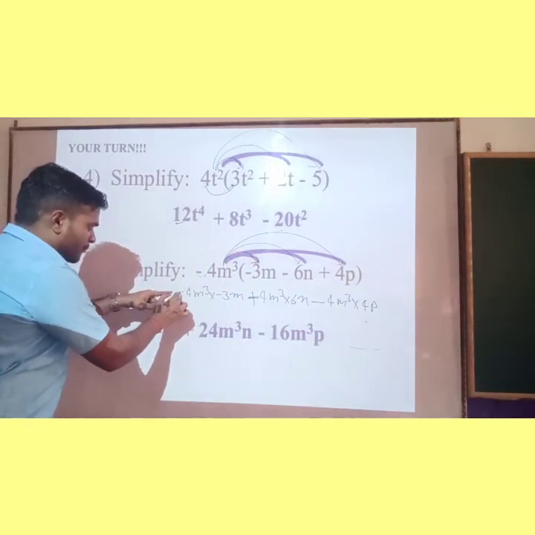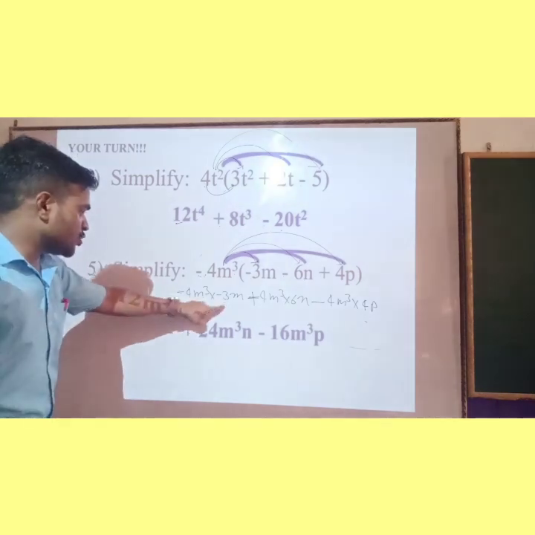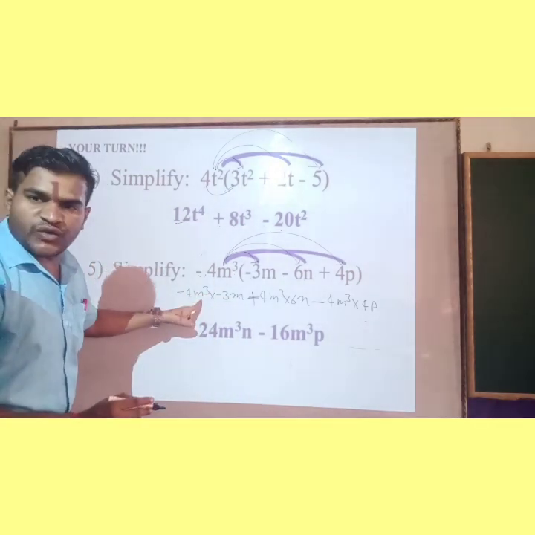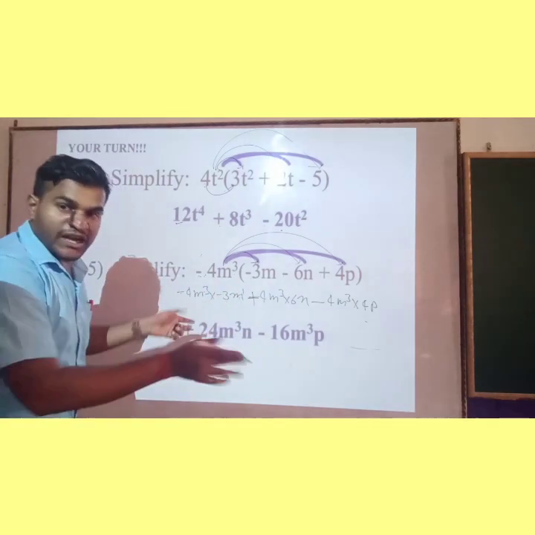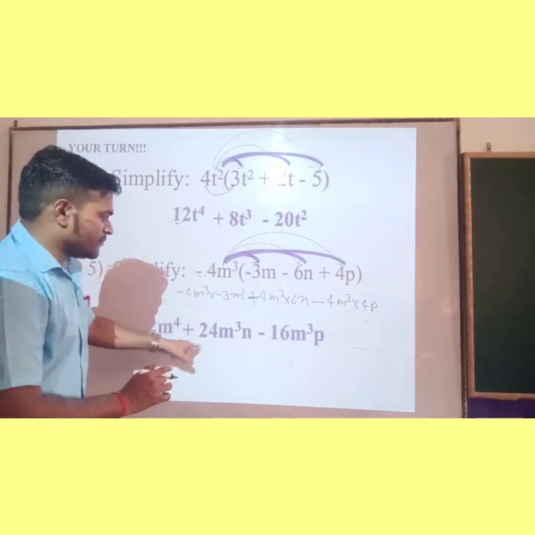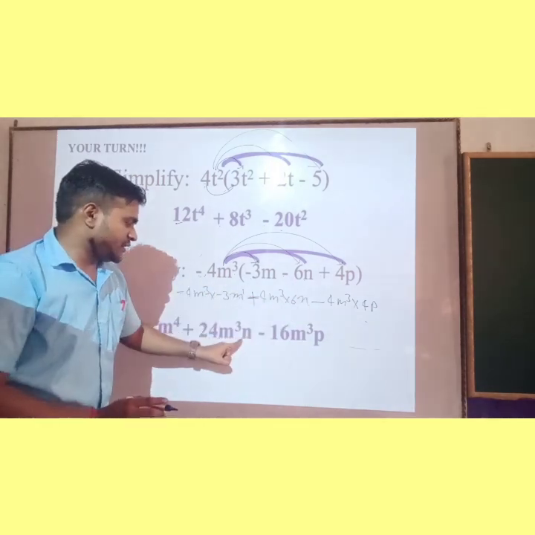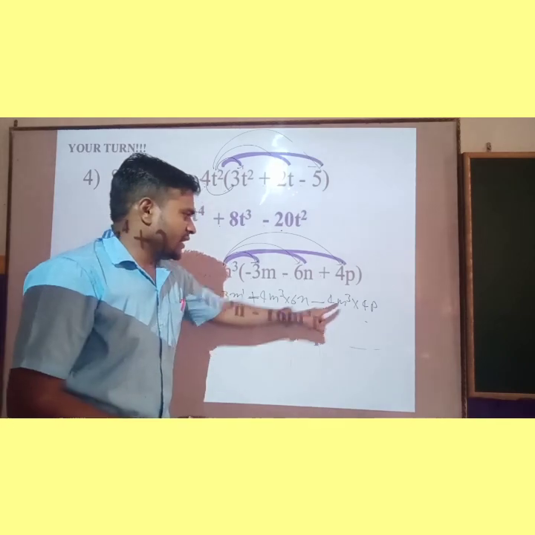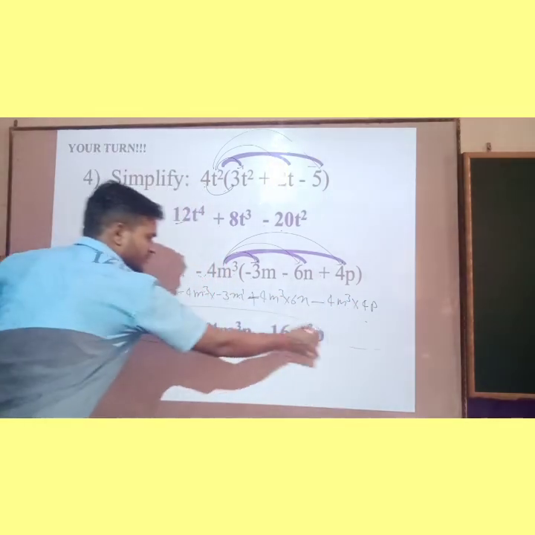So children, minus 4 minus 3, 4 3 is 12, minus plus 12. m cube and m, so this will be m power 4. m cube and m, power 1 is there, we will add its power, we get 12m cube. Plus 4 6 are 24m cube n, and minus 4 4 are 16m cube p. So this is your answer.